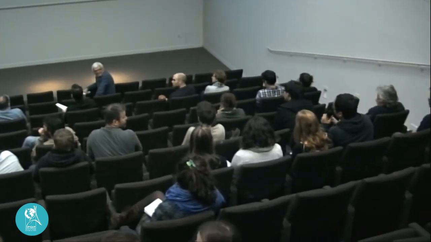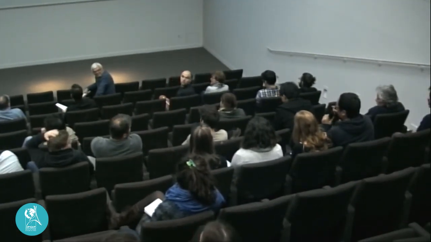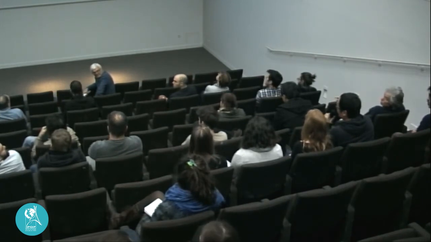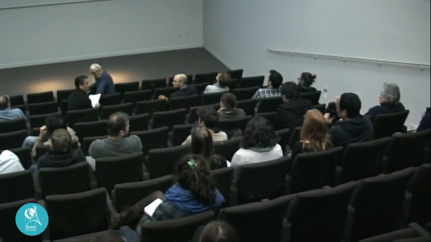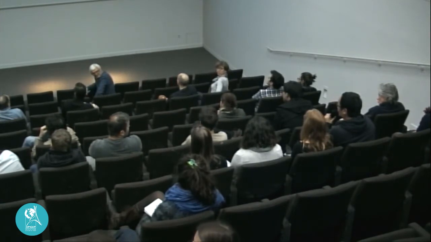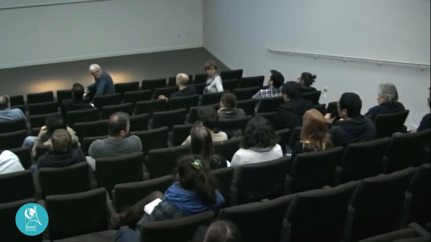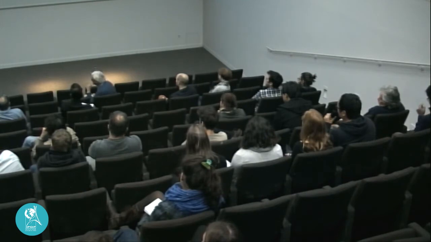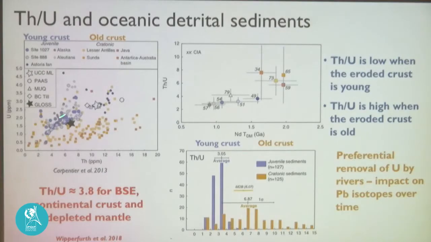Hi, Catherine, I saw in your slide that for sediment, when the source region erodes, they have different rocks. They can have different thorium-uranium ratios. And what's the explanation for that? Is it a source effect?